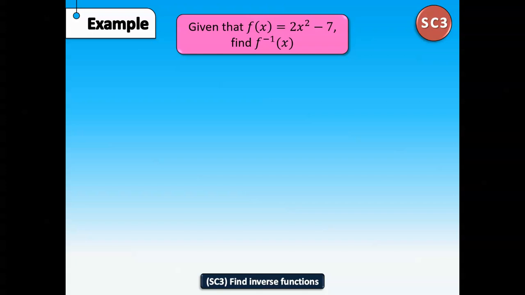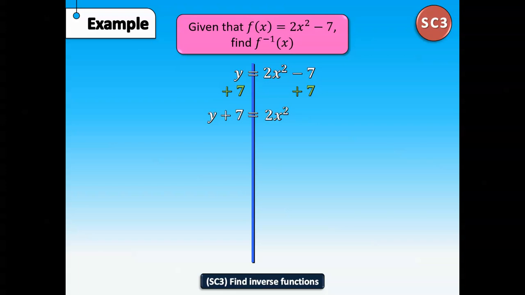Here's another example. Given that f of x is 2x squared minus 7, we want to find f minus 1 of x. So we want to make x the subject of the formula, which means we want it to say x equals. So we start by getting rid of the minus 7 by adding 7 to both sides. We've got y plus 7 equals 2x squared. Then we need to divide both sides by 2 to get rid of the 2.